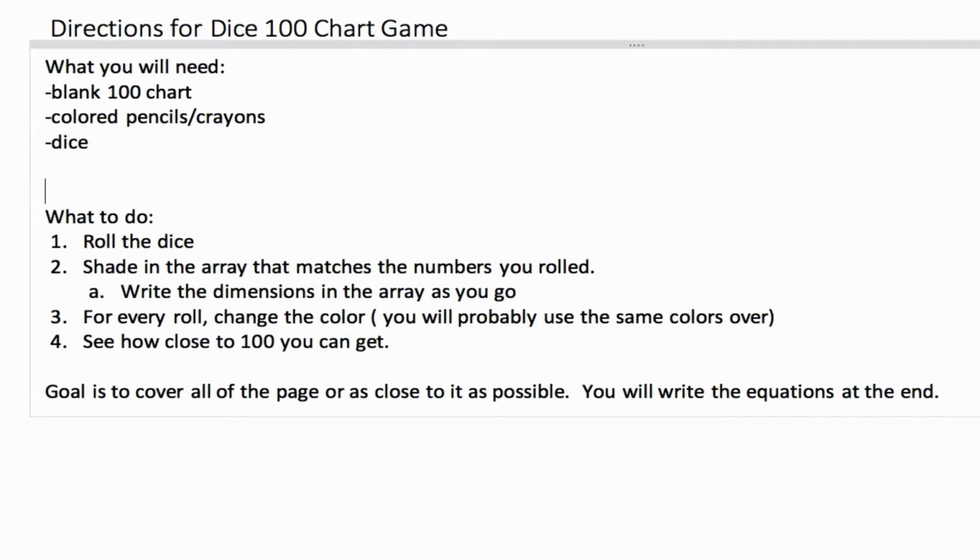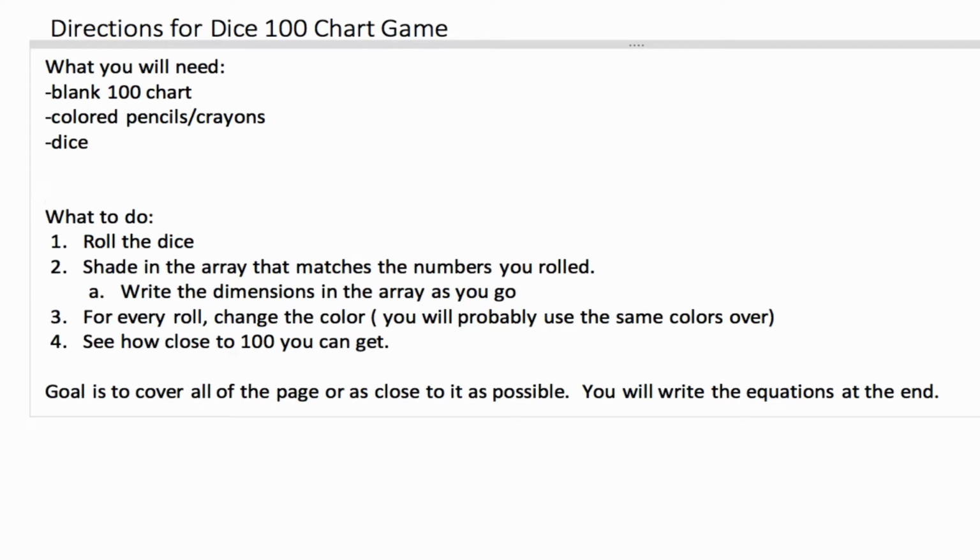Game, it's a Dice 100 chart game. You'll need certain supplies. You'll need a blank 100 chart, colored pencils or crayons, and you'll need a pair of dice. What you're going to do is you're going to roll the dice. Then you're going to shade in the area that matches the number you rolled. You're also going to write the dimensions in the array as you go.